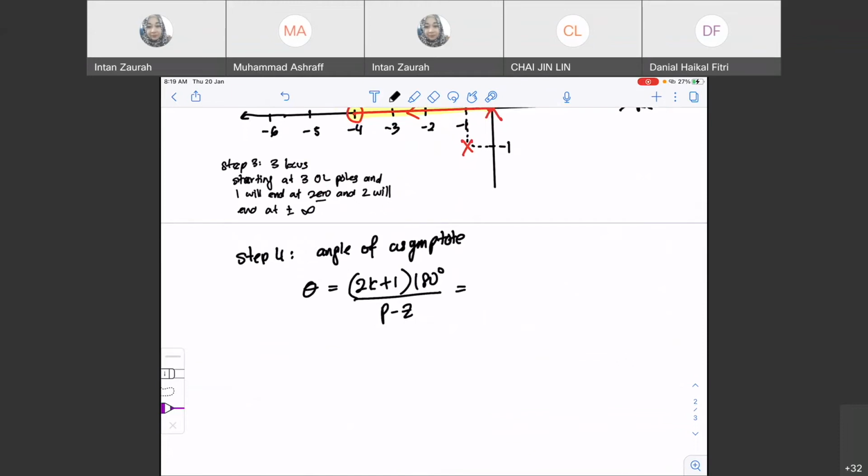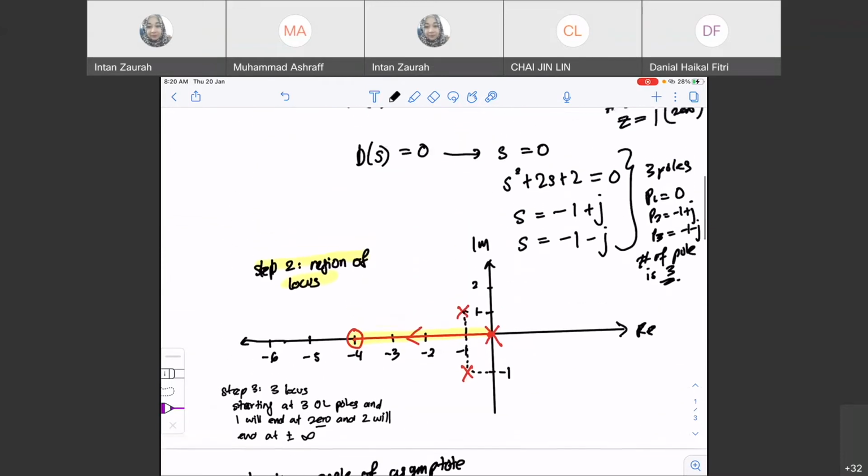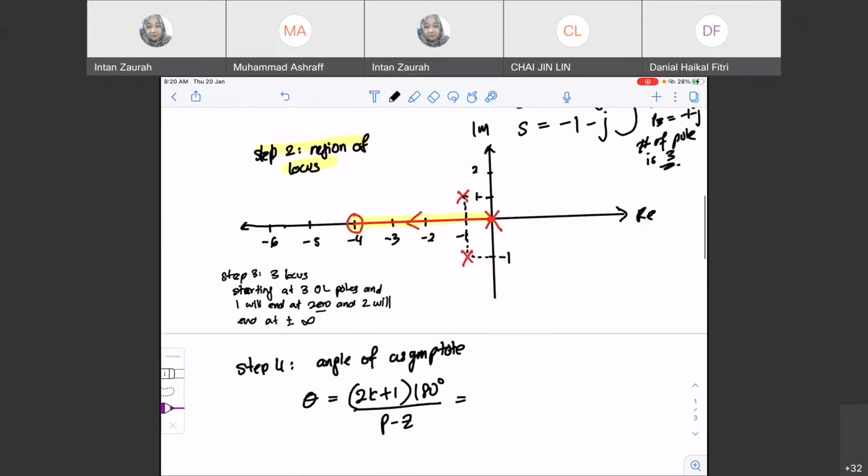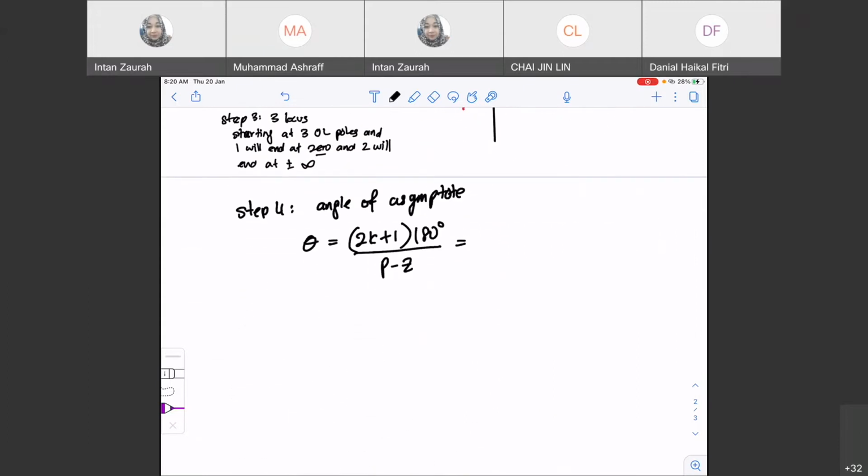So in this case, I have (2k plus 1) times 180 degrees, divided by 3 minus 1, because you have 3 poles and 1 zero. So divide by 2. 180 divided by 2 gives (2k plus 1) multiplied by 90 degrees. So that will give you angles of 90 degrees and 270 degrees. How do I know this? By giving k equal to 0. For this formula, there's a k there. So you need to put k equal to 0, k equal to 1, k equal to 2, for example, until you repeat the same angle.